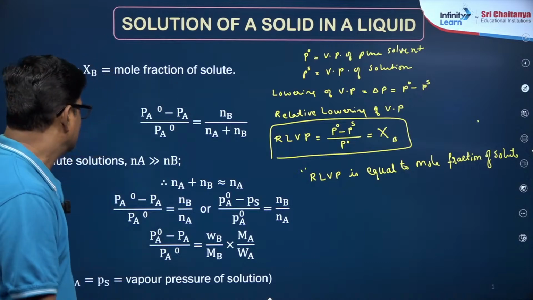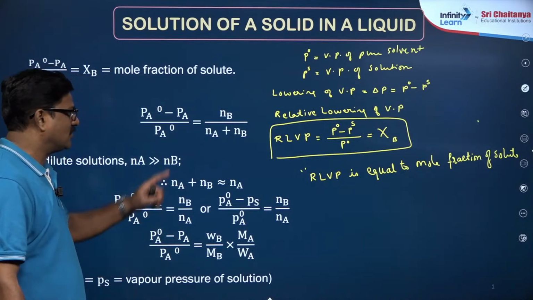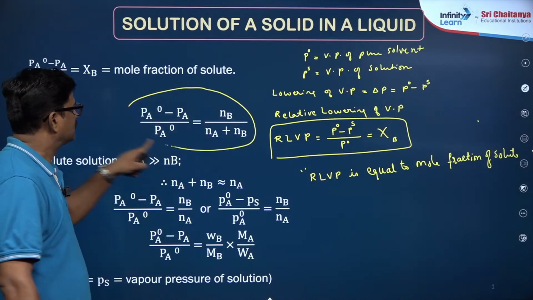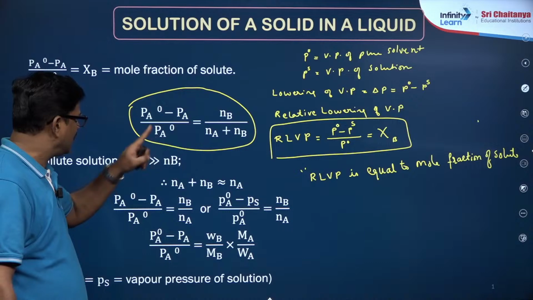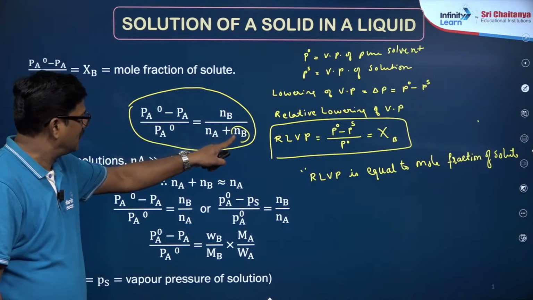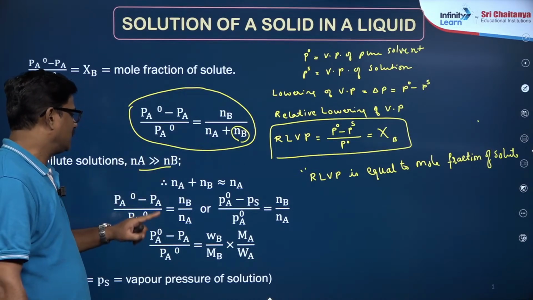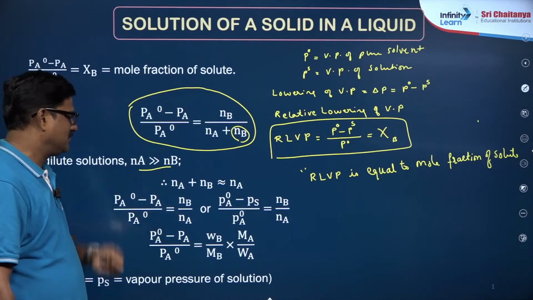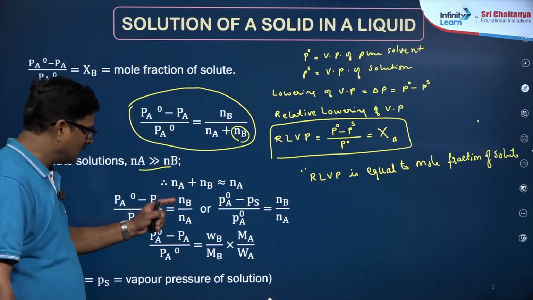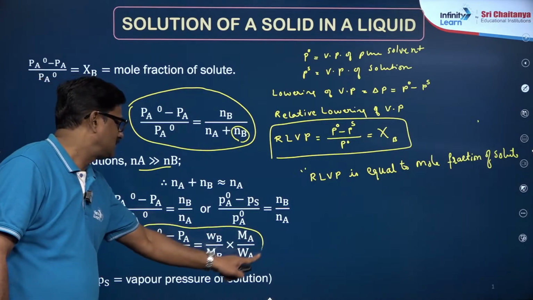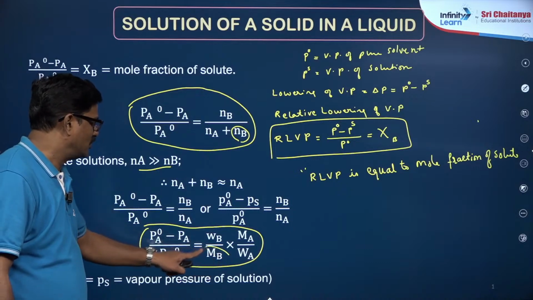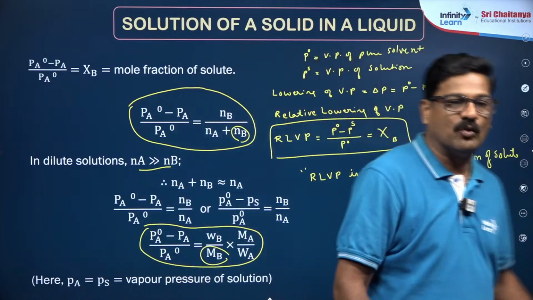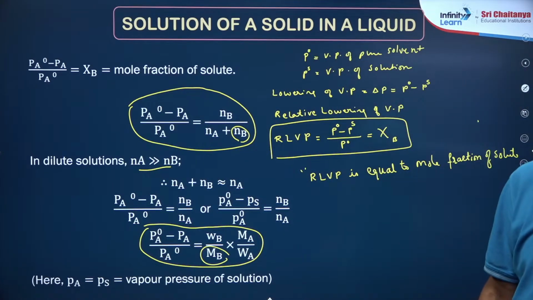How can we calculate it? P naught minus PS is equal to the mole fraction of solute. This is the one. From here, for a very dilute solution, NB can be ignored. Therefore, P naught minus PS upon P naught is equal to NB upon Na. So from here you can calculate the molecular mass of the solute. It is one of the Raoult laws. This is one of the colligative properties also.